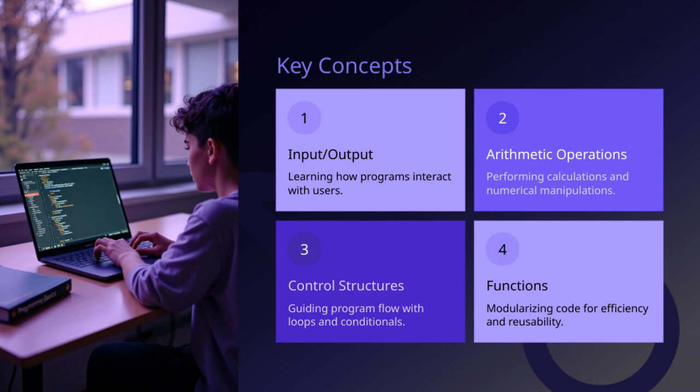Then we come to control structures, which guide the flow of our program. Loops and conditionals help us make decisions and repeat actions efficiently. They ensure our programs respond correctly to different situations and inputs.